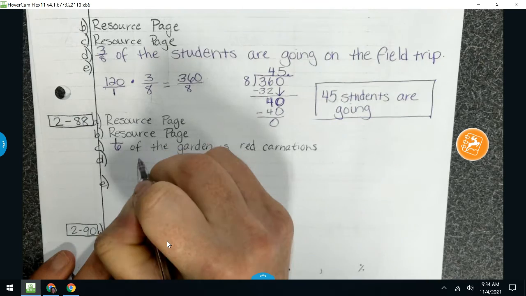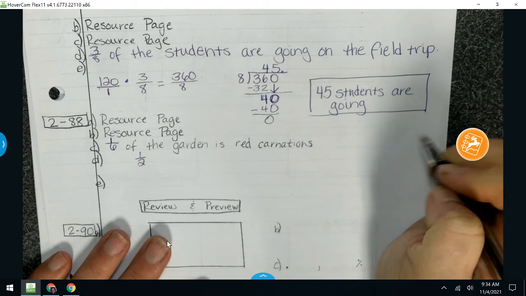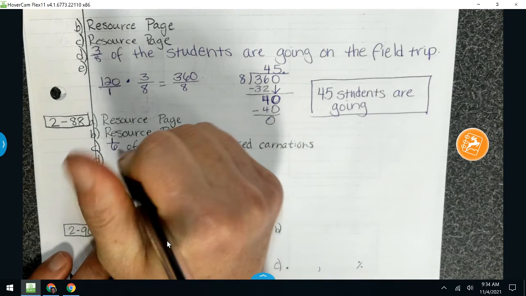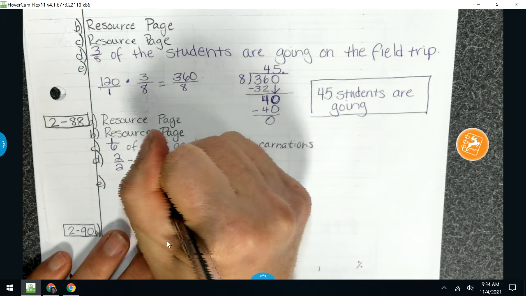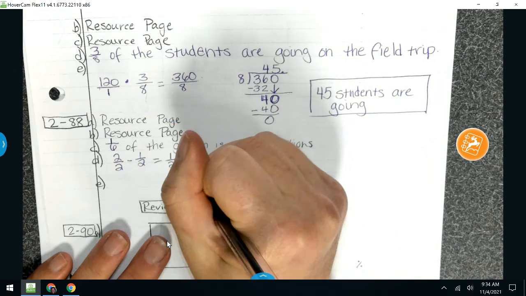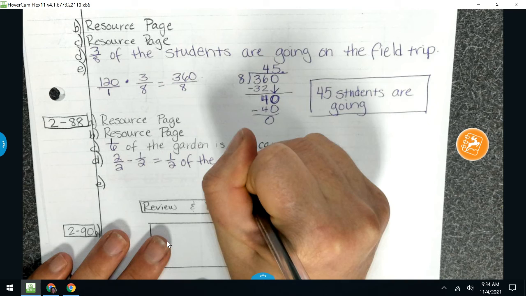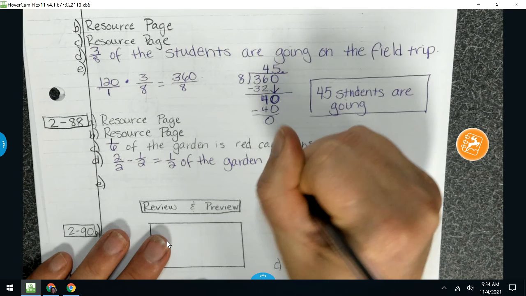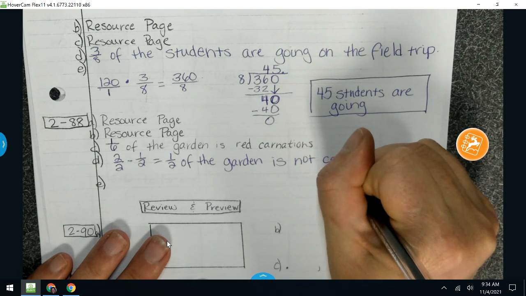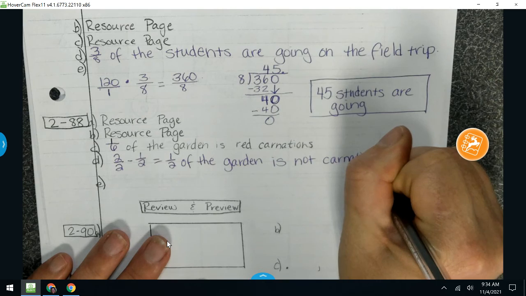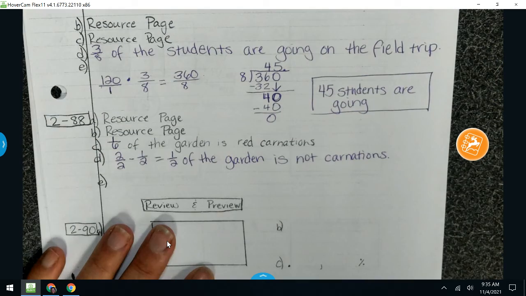So if we go back over here, we're talking just carnations. So we know that 1/2 of the garden is carnations. Our whole, when we had it that way, was 2/2. So that means 1/2 of the garden is not carnations. It could be dahlias, sunflowers, whatever else that he has that he wants to plant.